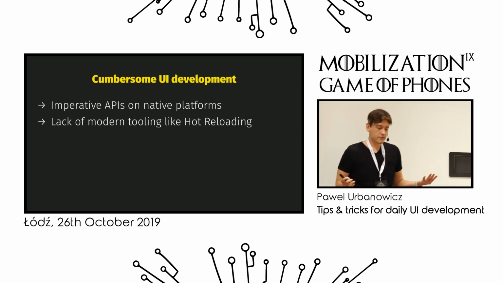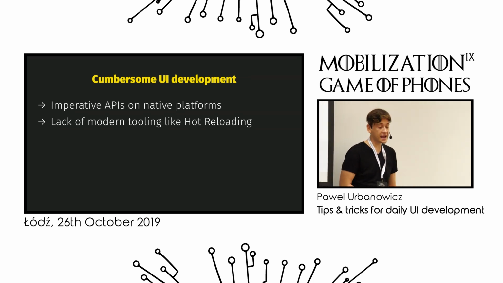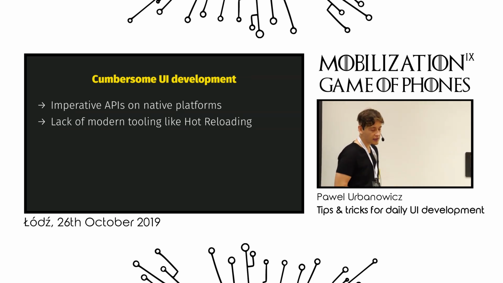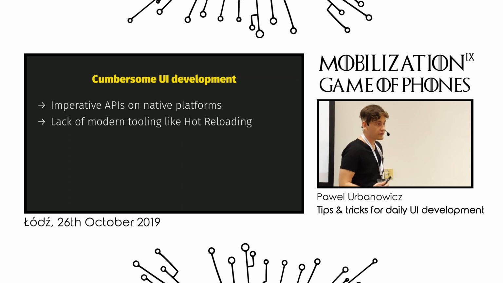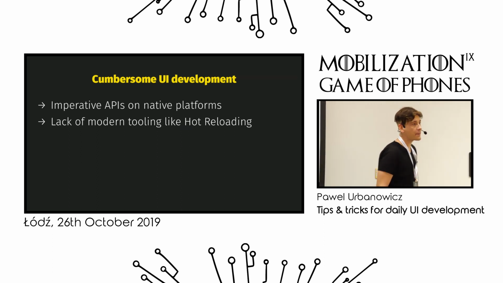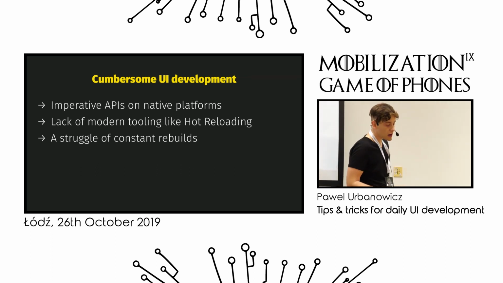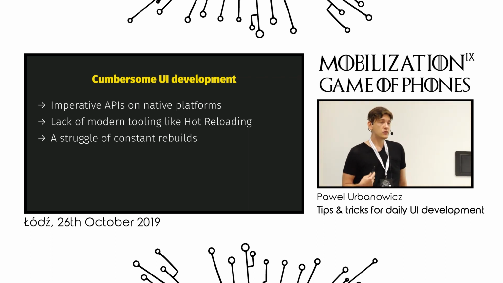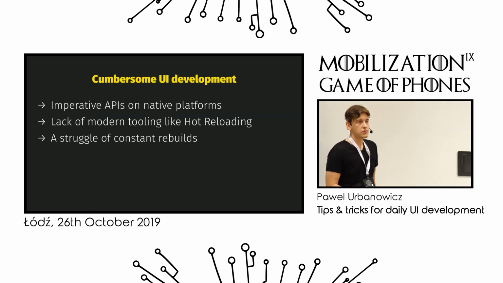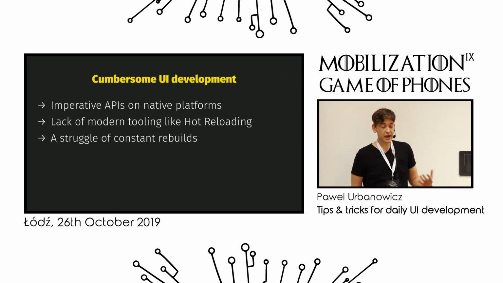Also, we are lacking modern tooling like hot reloading, and technologies like React Native or Flutter address those issues by providing declarative APIs that allow us to work faster. Furthermore, they extend their tooling with modern features like the mentioned hot reloading, which is kind of absent in the mobile world. The native world, I mean. And also the struggle of constant rebuilds, because to validate changes made to the user interface, you still need to rebuild your app and send it to your device, check for changes, which actually takes time and can be a struggle as the size of your code base increases and the build times get higher.